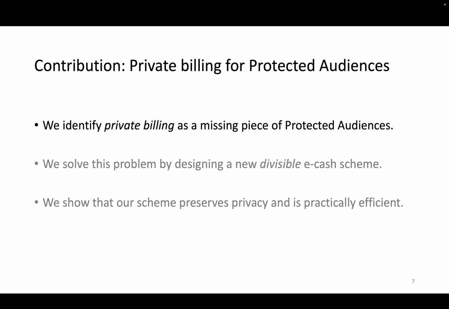So in this work, we first identify private billing as a key missing component in the Protected Audience API. Second, we propose that the exchange use an eCache scheme to privately bill for ad impressions without needing to learn clients' web browsing activity. And to that end, we design a new divisible eCache scheme that is well suited for this setting. And finally, we show that our private billing solution is practically efficient, offering low latency, low client costs, and low server operating costs.